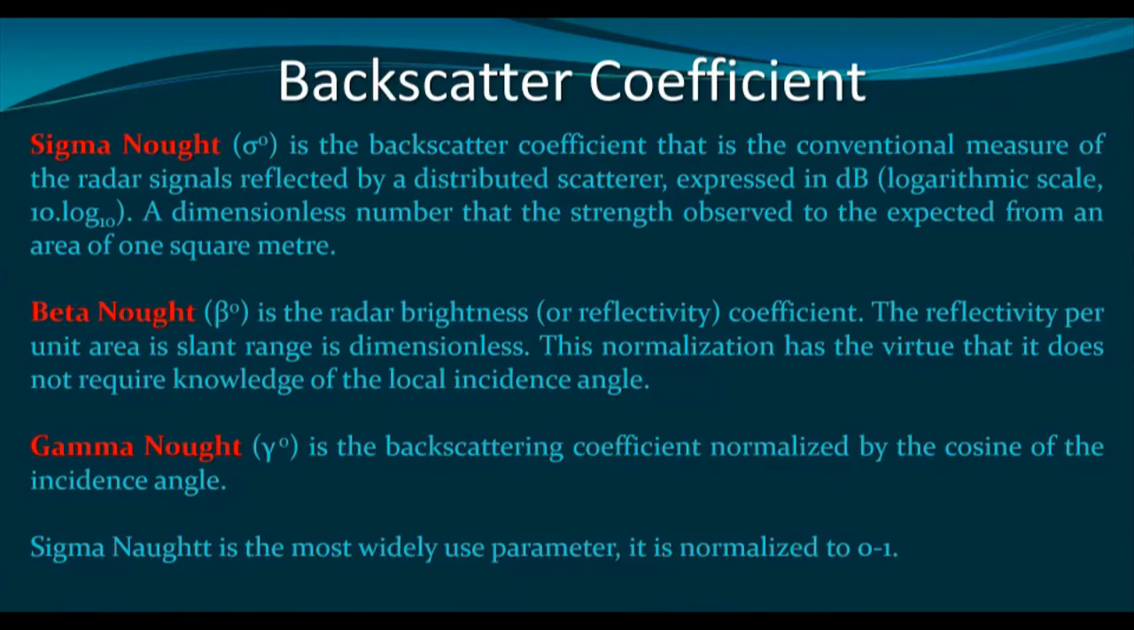Next is the beta naught. Beta naught is a measure of the backscatter that is returned to the antenna from a distributed scatterer on the ground. Beta naught is in slant range geometry. It is not in ground range geometry like sigma naught. As slant range pixels cover different areas which vary with the local incidence angle, it is dependent on the look angle plus DEM.